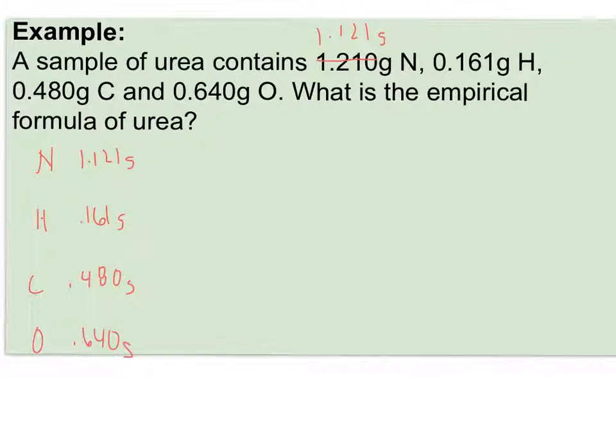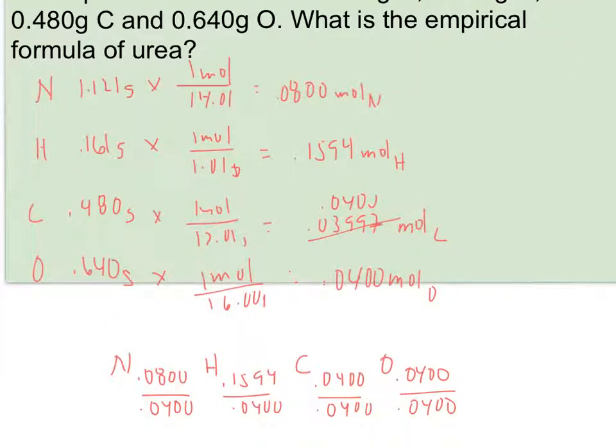So I need to change each one to moles by dividing by the molar mass, which I just get from the periodic table. So when I start there with nitrogen, I'm going to go ahead and pause and go ahead and get all my molar amounts. And you maybe want to try that on your own as well. So if you look at what I've done here, I came up with 0.0800 moles of nitrogen when I round off to sig figs, 0.1594 moles of hydrogen. Rounding off, I have just 0.0400 moles of carbon and 0.0400 moles of oxygen.